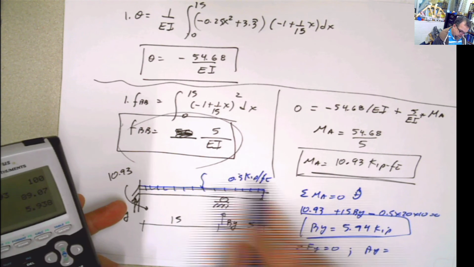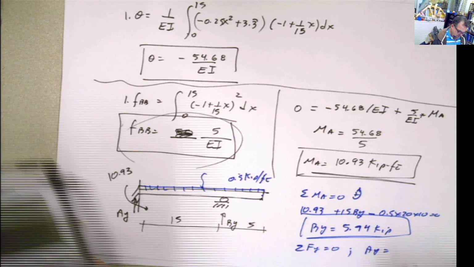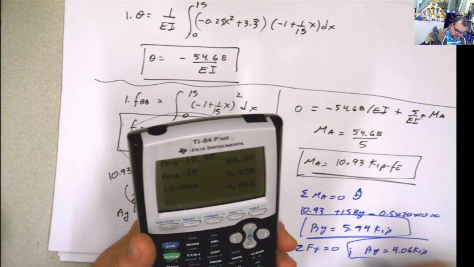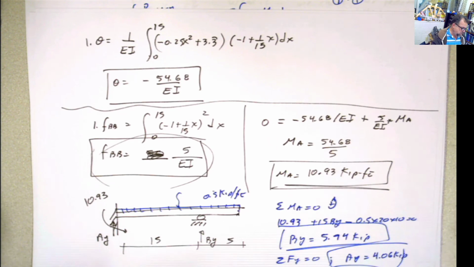And it's 4.06. Those are the same results that we got before when we did the problem selecting BY as a redundant. So you can select either, guys. It's up to you. It's whatever is easier for you.